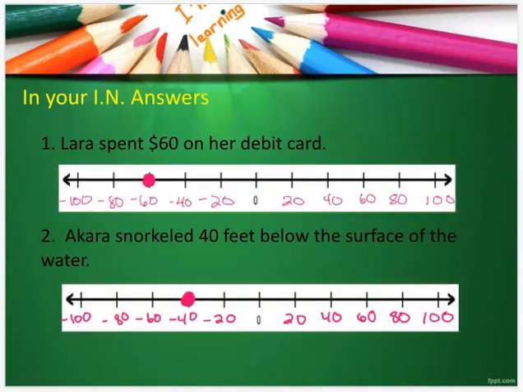All right, in these cases, I had to count by 20, so my interval size is 20 to fit it on the number line. So the first one, Laura spent $60 on her debit card. I went 3 tick marks to the left because that would be 20, 40, 60, and it's negative, so it's to the left of 0, and I put a dot on the number line. On the second one, I only had to go 2 tick marks to the left because I'm still going by 20s. I put a dot on the number line, and it's at negative 40.